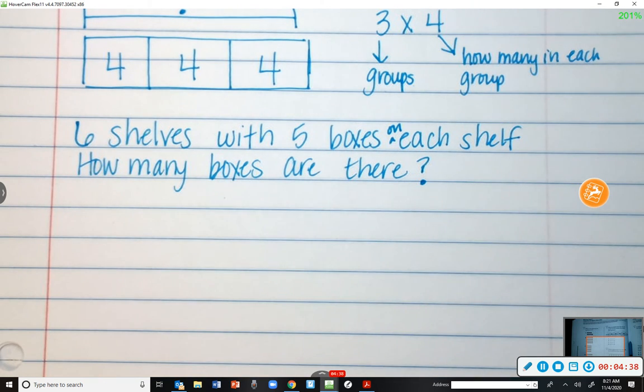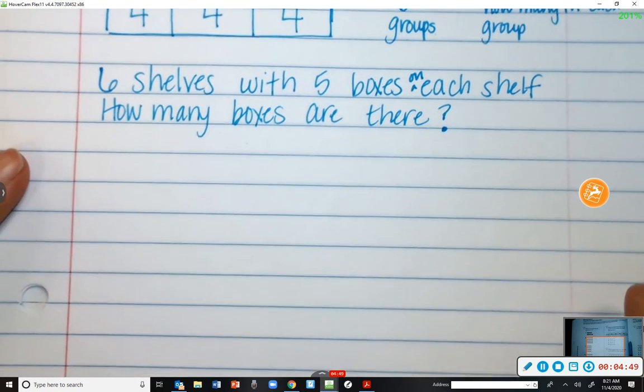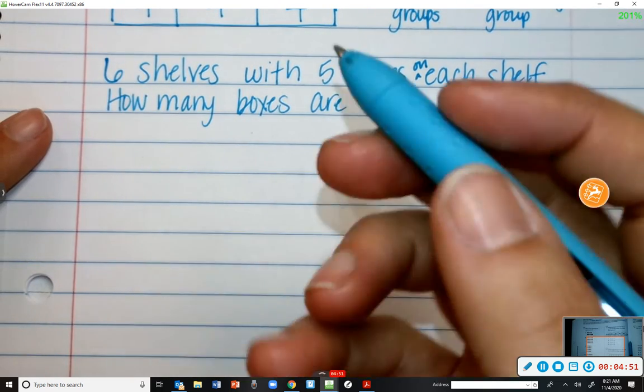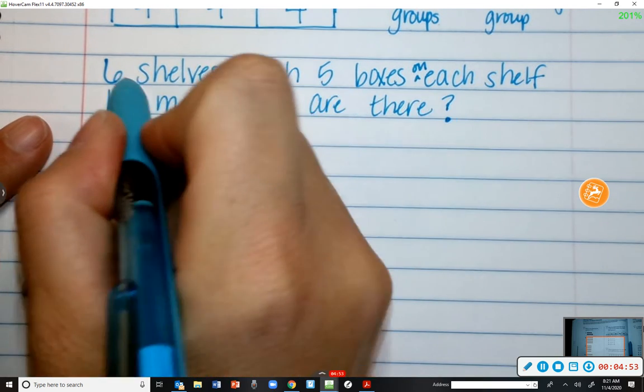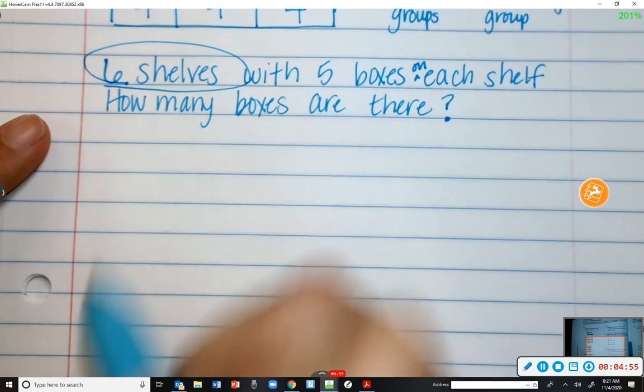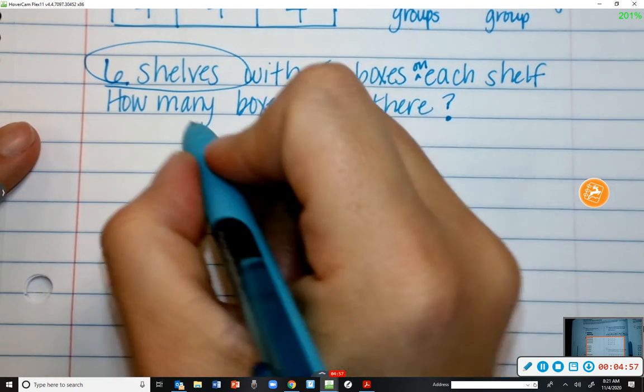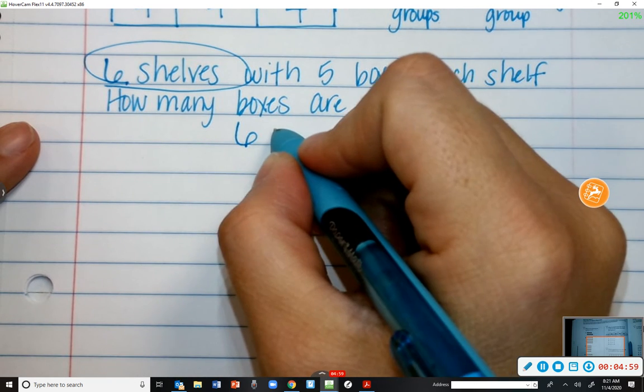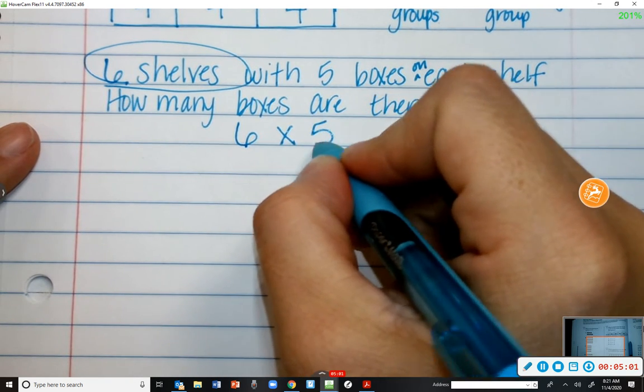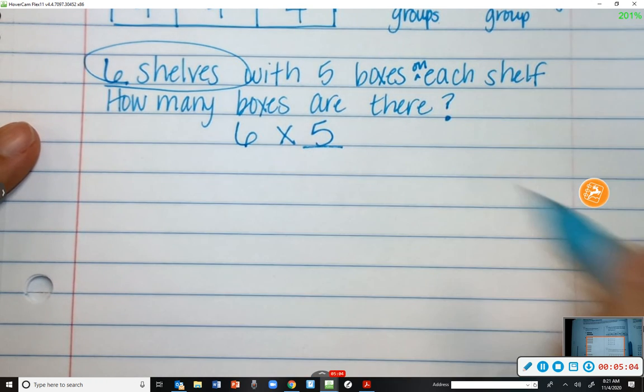Okay, so I've paused the video so those of you at home aren't just listening to silence as I walked around the room looking at everybody's boards. So we're going to check it now. If you need more time at home, just pause and finish working out your strip diagram. But what you should have done is 6 shelves. So that means our 6 groups, right? 6 groups of 5. So there's 5 in each group.